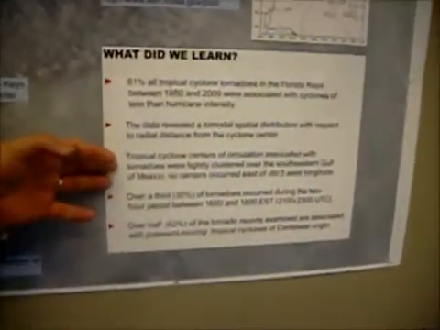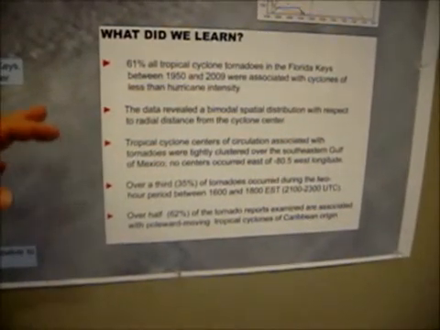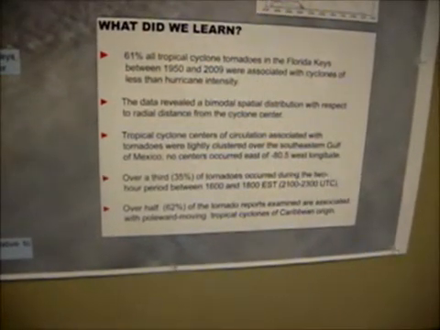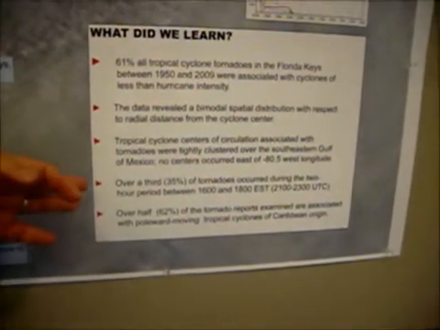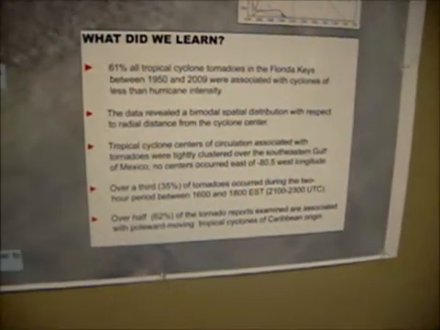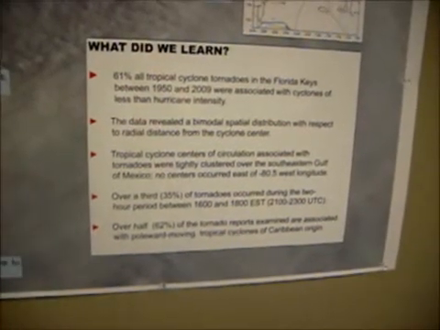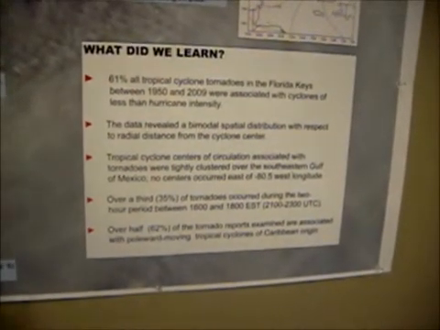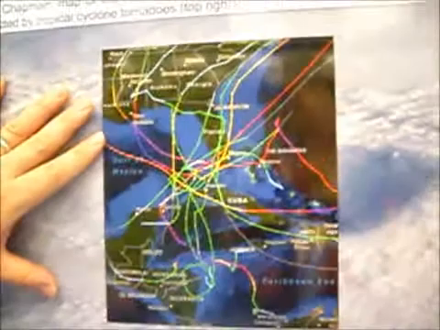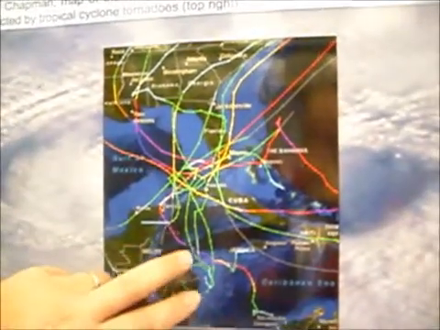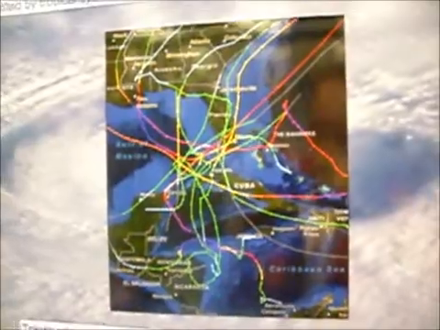Our tropical cyclone circulation centers associated with the tornadoes were very tightly clustered over the southeastern Gulf of Mexico. No centers occurred east of 80.5 west, and over a third of the tornadoes actually occurred during the 2-hour period between 4 and 6 p.m. local time. Finally, over half of the tornado reports were associated with forward moving tropical cyclones of Caribbean origin, and that's shown well in this graph, which shows the favored development area here and the favored tracks moving north through the Yucatan Channel. So, not surprisingly, that puts us in the favored northeastern quadrant.